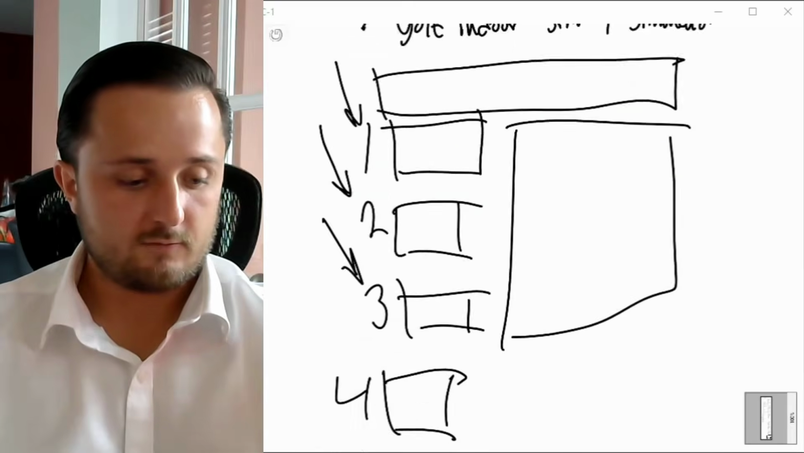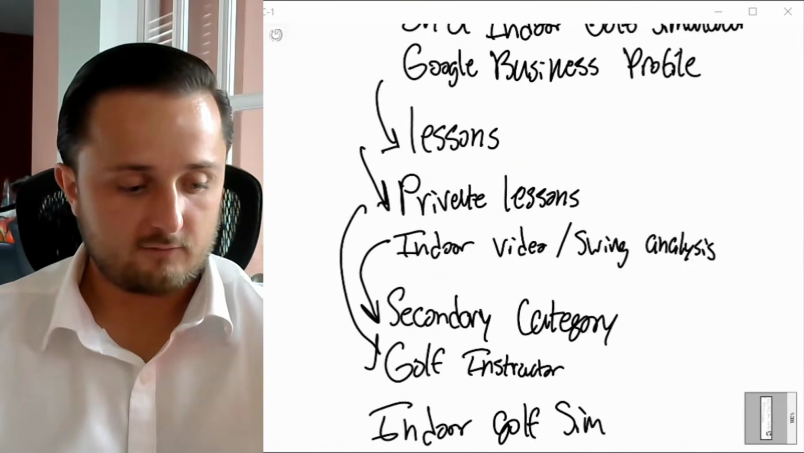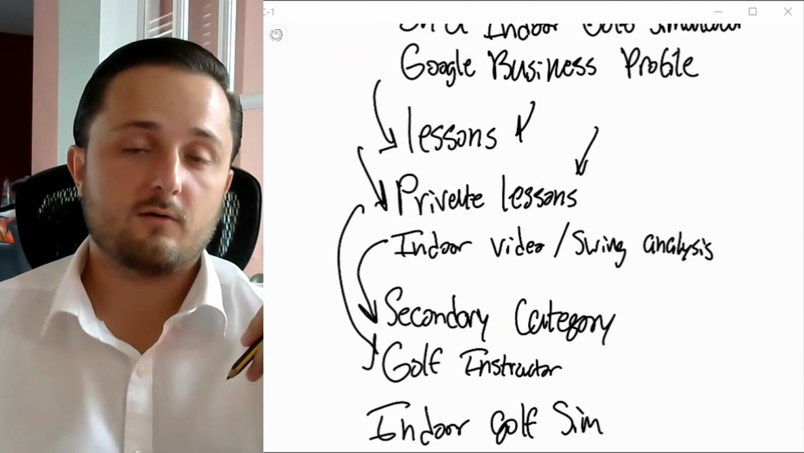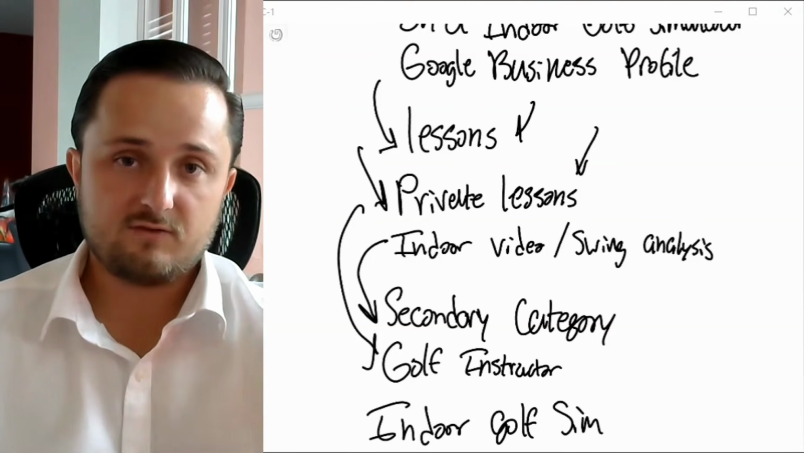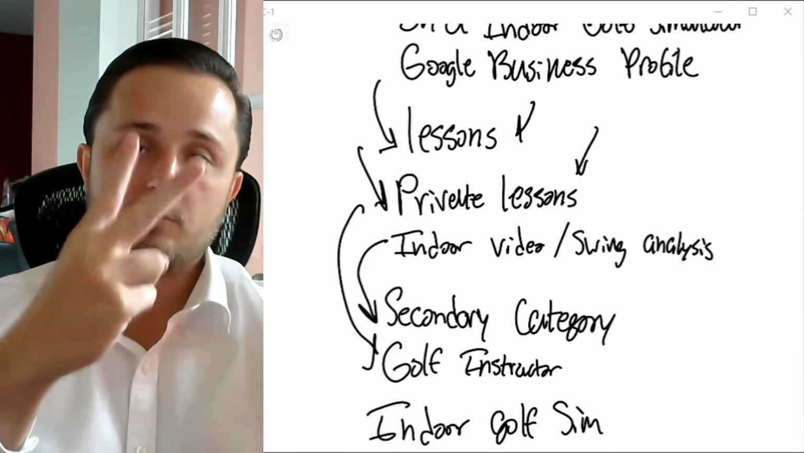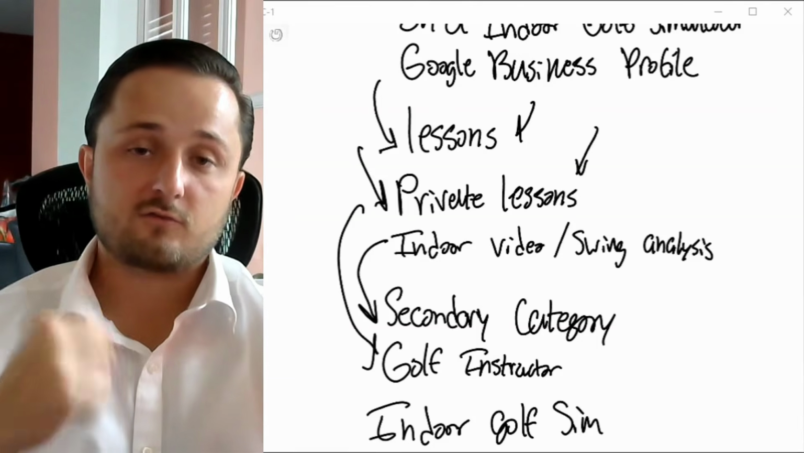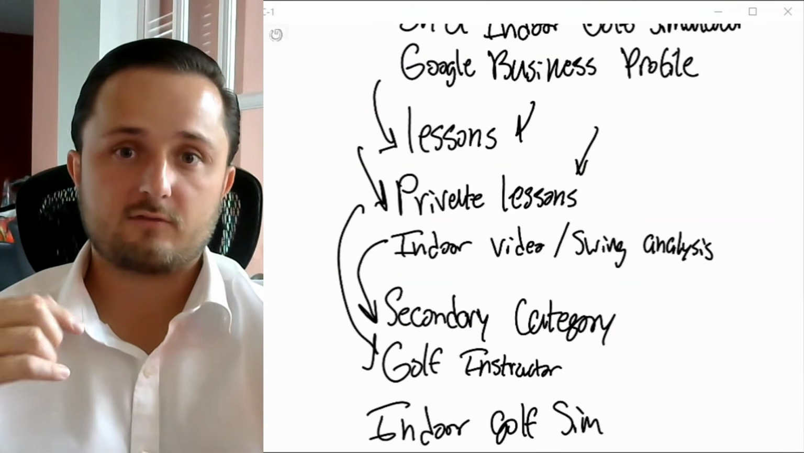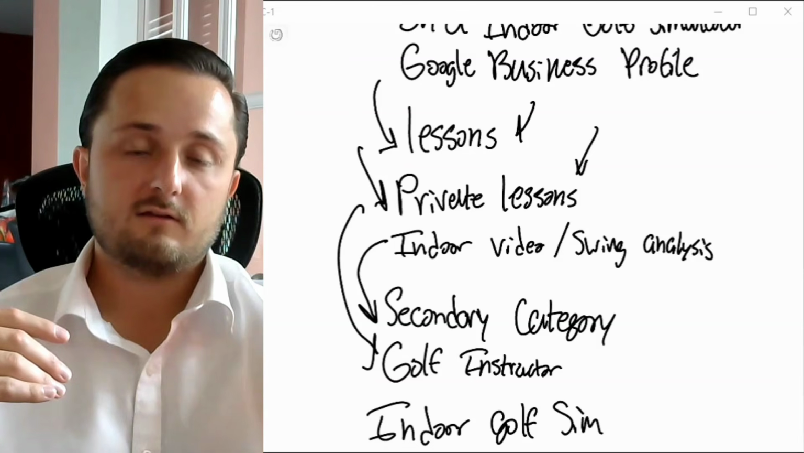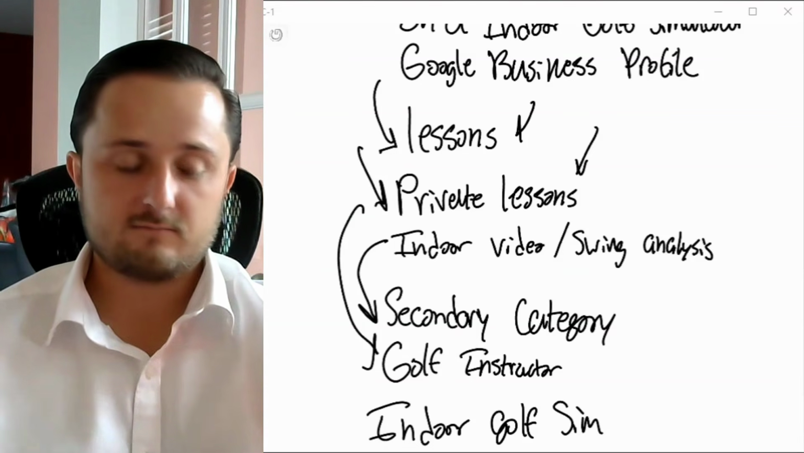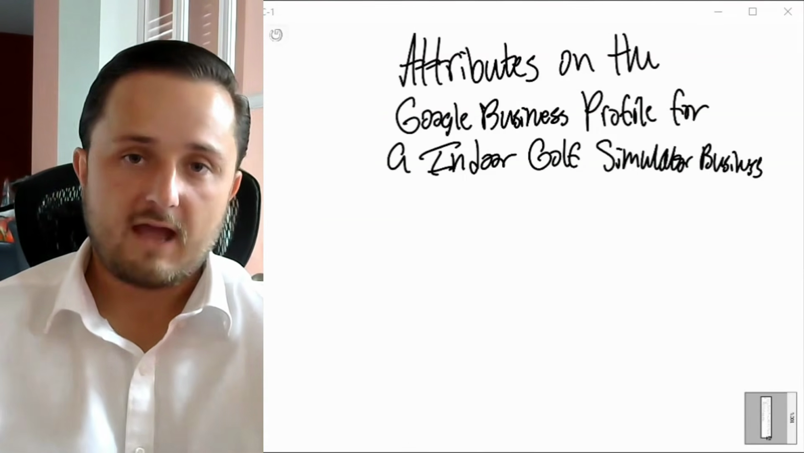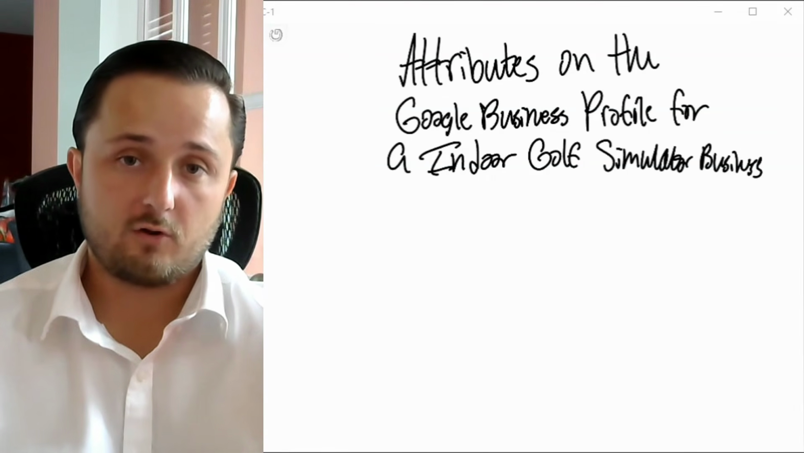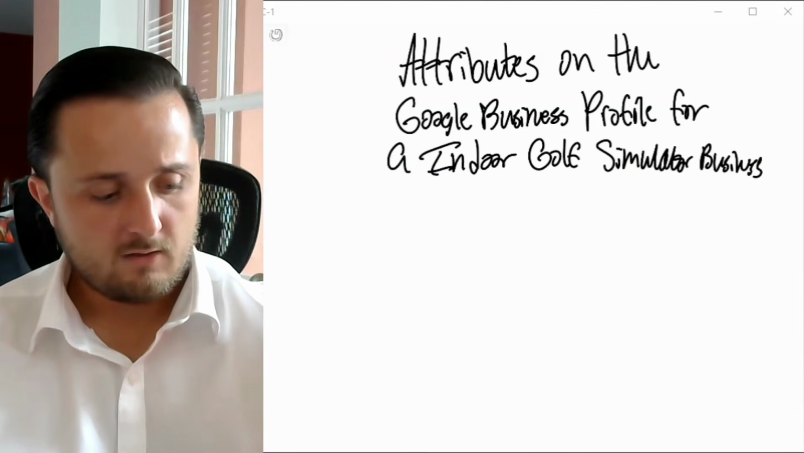Now, after we listed the service, right? We did lessons or we did private lessons. We're going to want to go behind them each individually and then add a 2 to 3 sentence description for each of them, just simply explaining what the service or the product is, and then hit save, and then that's it.